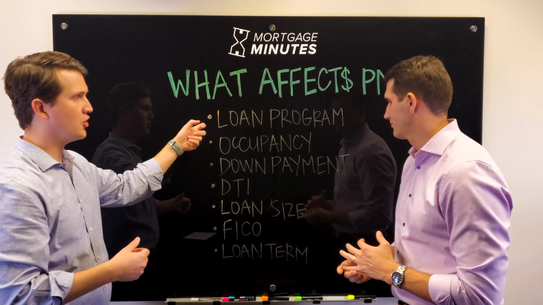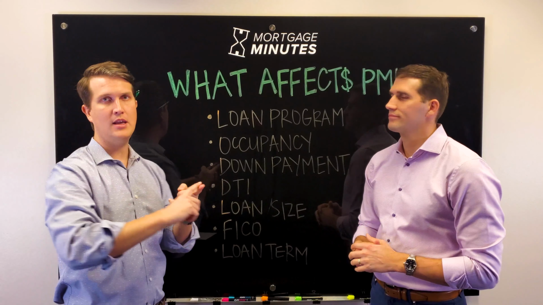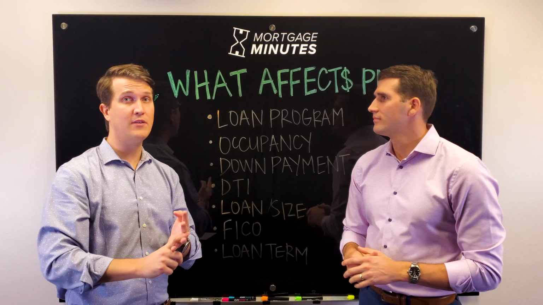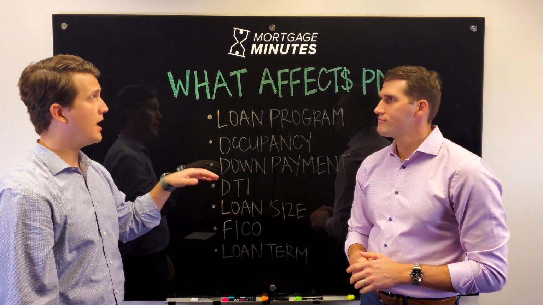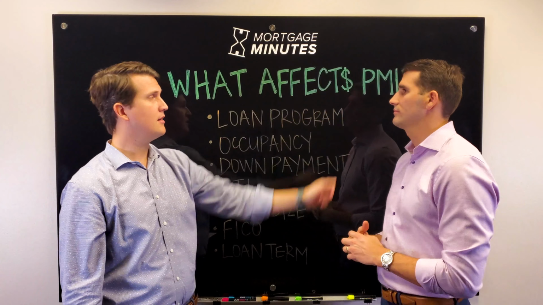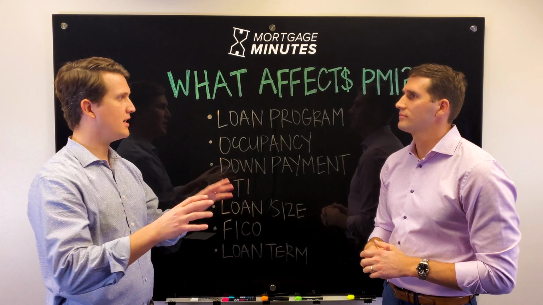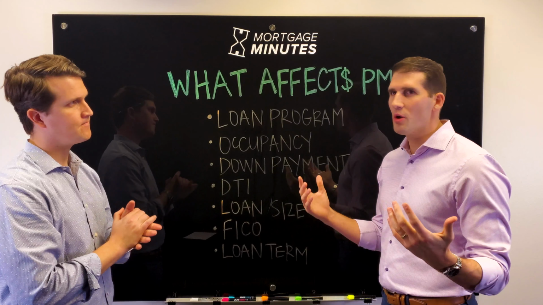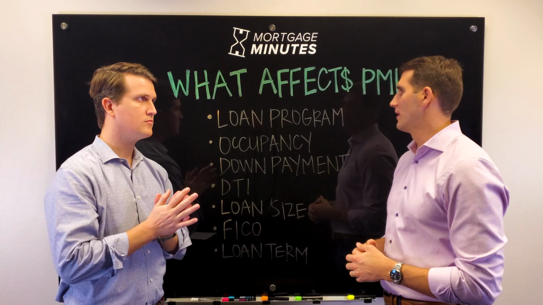So first is loan program. Is this a conventional loan? Is it a jumbo loan? Is it a government loan like an FHA or USDA loan? Those become MIP, sometimes instead of PMI, same thing though. So loan program, that's a big factor. Yeah, so loan program can change the cost of your PMI in a nutshell.